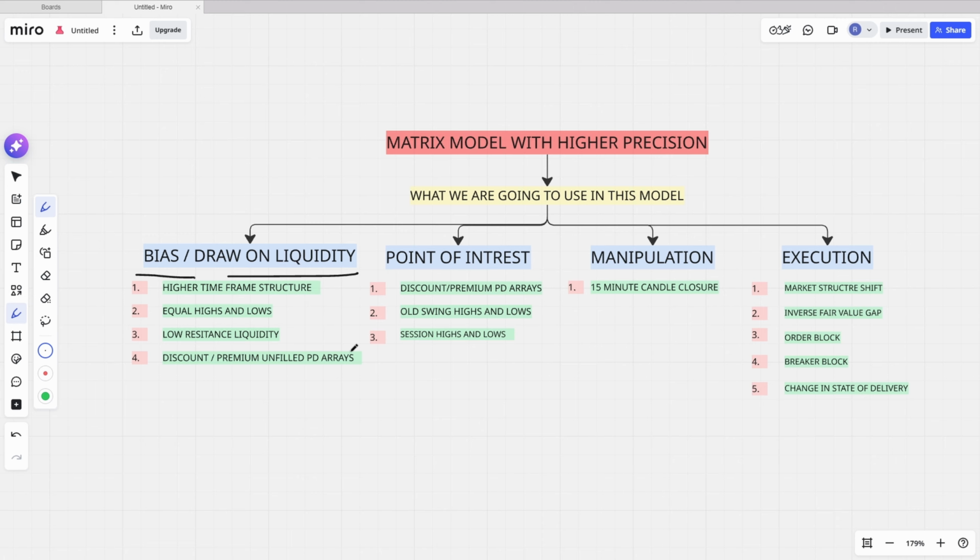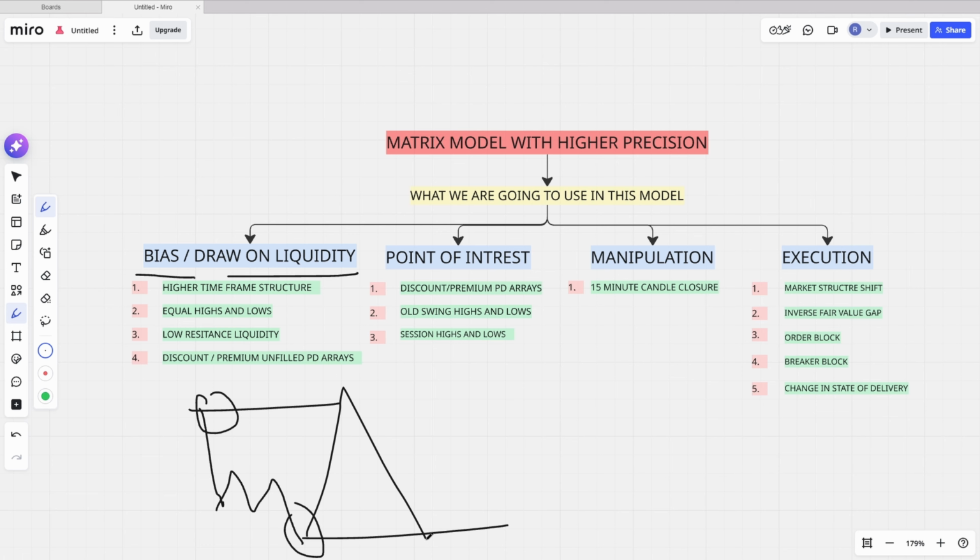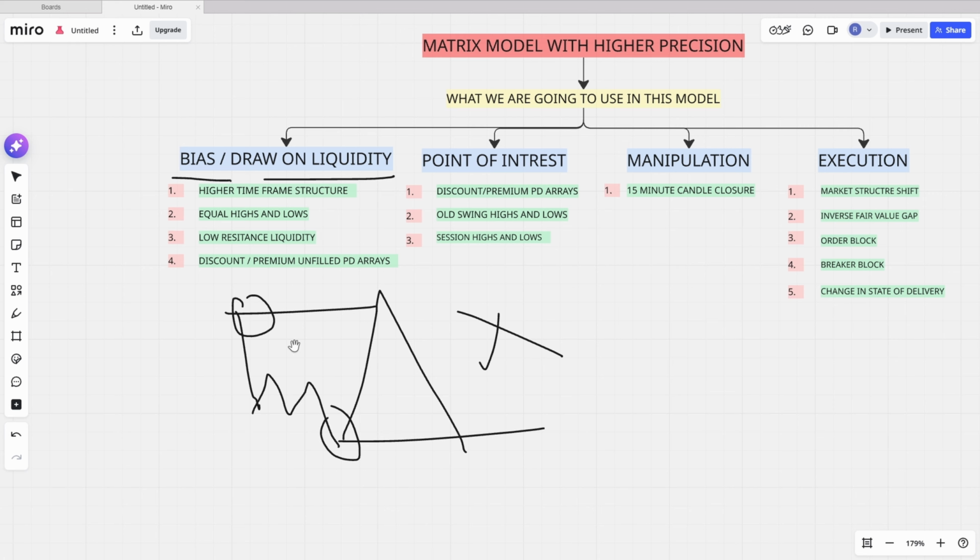In simple terms, bias is the market narrative. It describes the direction in which the market is most likely willing to move. That direction is either bullish or bearish. Bias is not a prediction based on emotion. It is a logical conclusion drawn from market structure and behavior. Draw on liquidity is closely connected to bias. It refers to the reason behind that directional movement. If your bias is bullish, draw on liquidity answers the question of where price is likely trying to go and why. It identifies the specific areas that price may target as it moves in the direction of your bias.